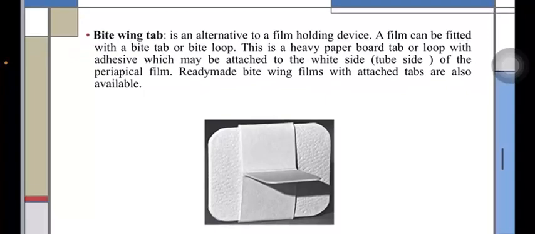This is a bite wing tab. It is an alternative to a bite wing holder, and it is made of paper, hard heavy paper board.